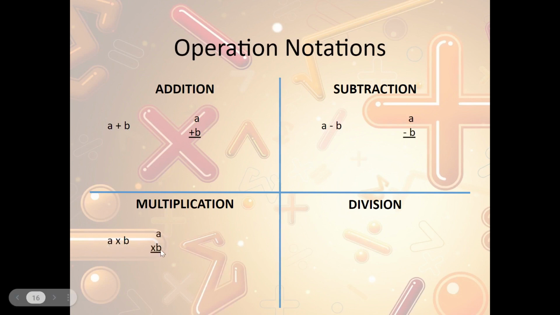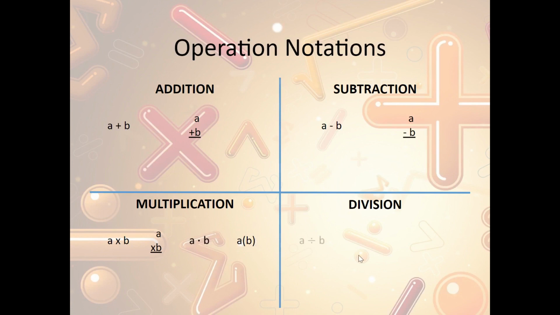It can be written as a times b stacked, like this. It can be written as a times b with the little dot. Or it can be written as A times B with the parentheses. So anytime you see them pushed together, that means multiplication. So this is A times B.